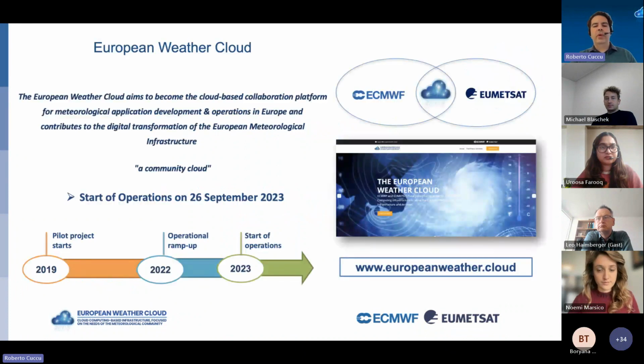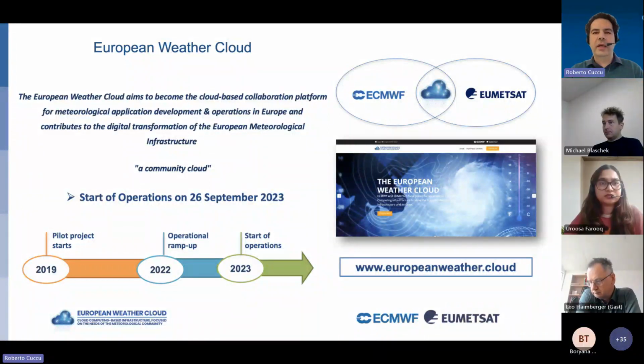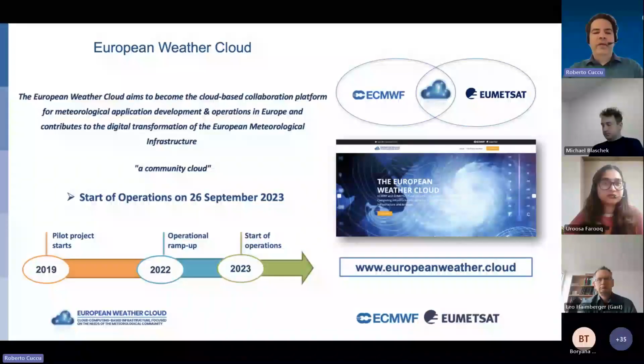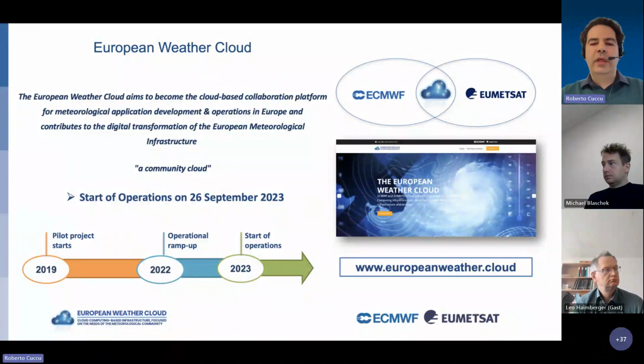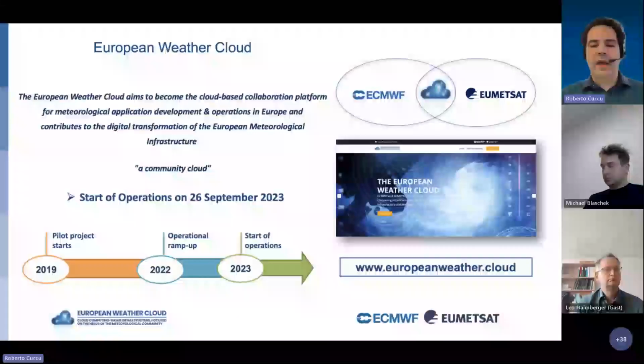So let's start just with a recap of what the European Weather Cloud is for who is not yet familiar with that. The European Weather Cloud is a joint initiative between ECMWF and EUMETSAT, aiming at providing a cloud computing-based collaboration platform for serving the European meteorological community and the member and cooperating states of the two organizations. So this is a community cloud. The project started in 2019 as a pilot, and last year we entered a ramp-up phase for operations. And finally, we declared the system operational recently, in September of this year.